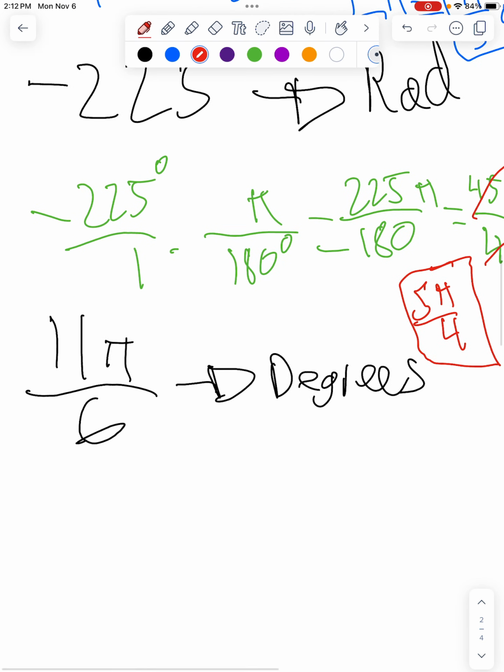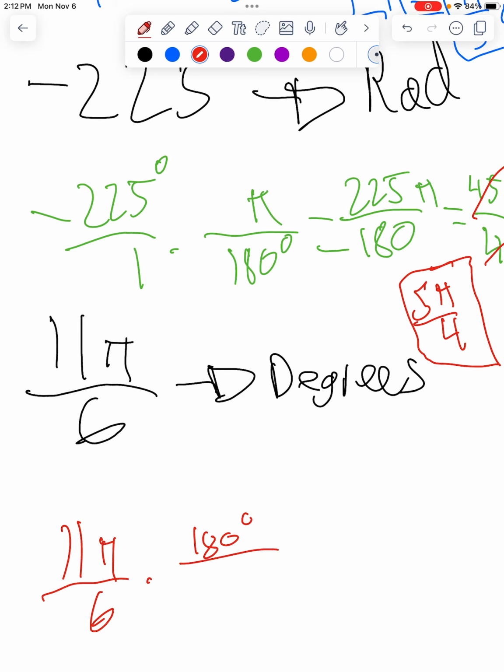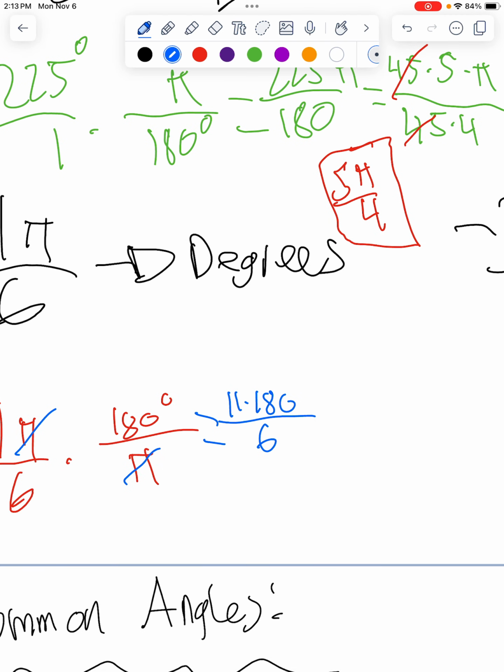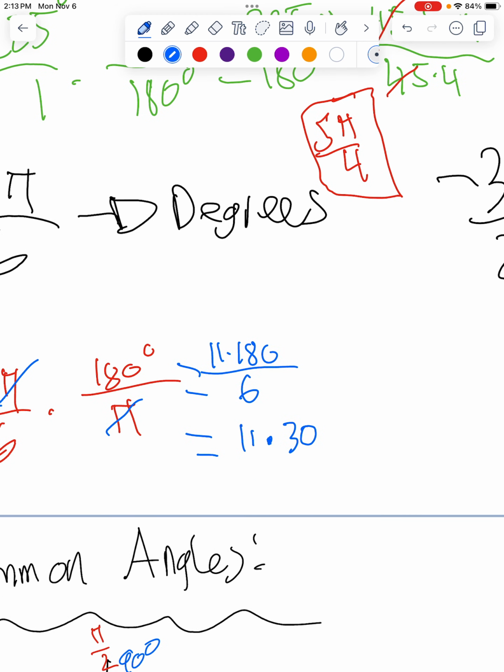11 pi over 6 radians. Set up my proportion. Again, I have to put degrees on the top so that the radians on the bottom cancel out. 11 times 180 over 6. I'm going to start by simplifying 180 divided by 6. That's going to give me 30. And then I know that 11 times 30 is 330 degrees.